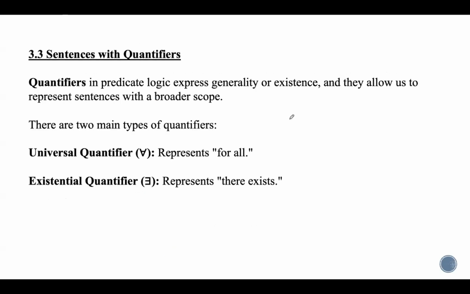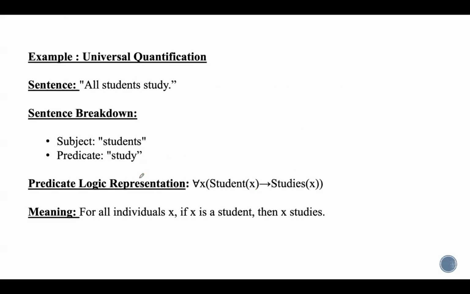Then sentences with quantifiers. So usually quantifiers express generality or existence, and they also allow us to represent sentences with a broader scope. So these are two main types of quantifiers: universal quantifiers, which represent for all, whereas the existential quantifier represents there exists. So you will see universal quantification.